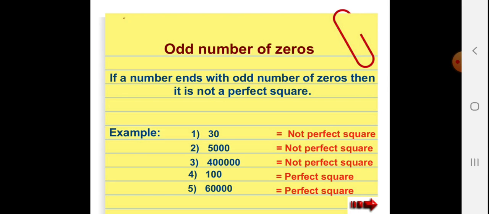Odd numbers of zeros. If a number ends with an odd number of zeros, then it is not a perfect square. So 30: 0 occurs only 1 time, not a perfect square. 5,000: 0 three times, not a perfect square. 4 lakh, not a perfect square. But 100 is a perfect square. And 60,000 is a perfect square.